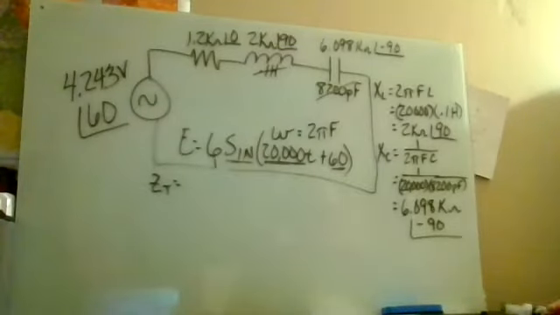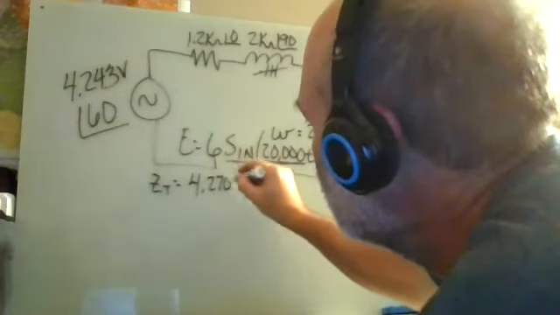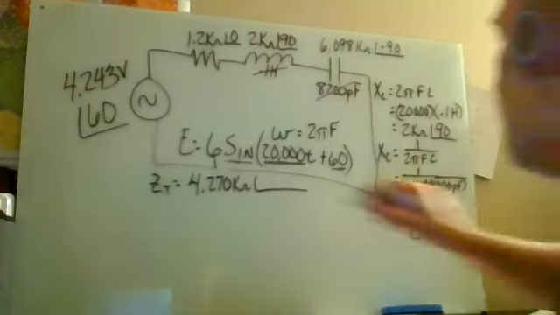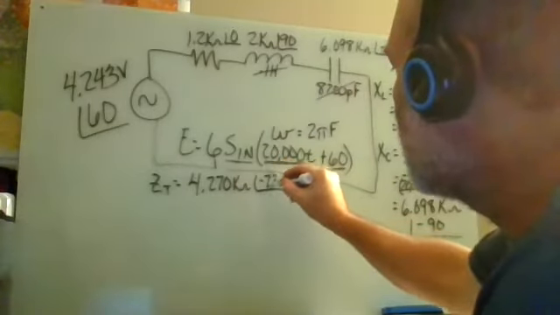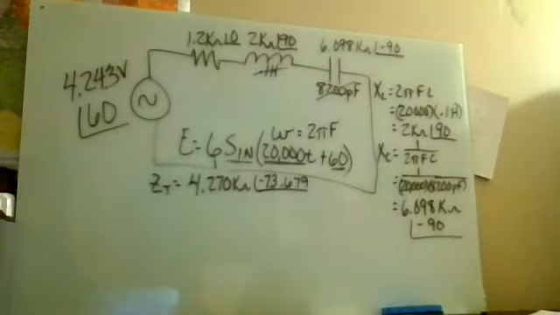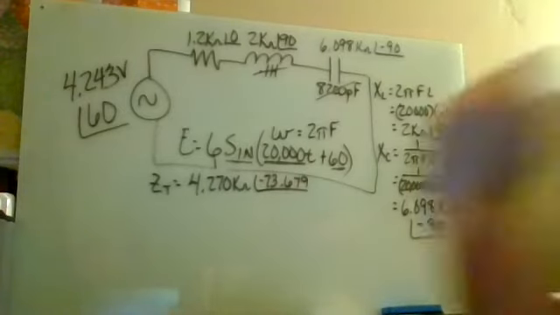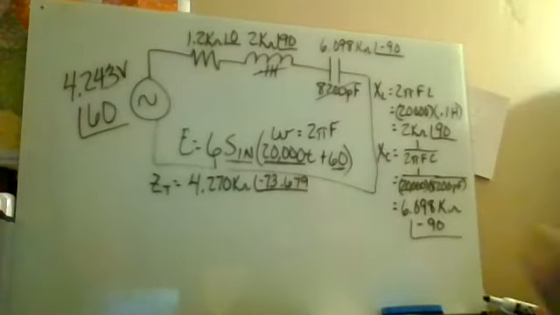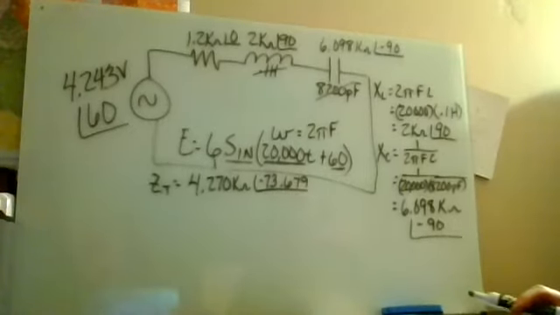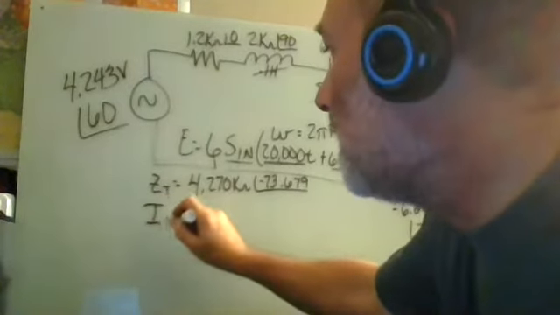When I add them up, I should get 4.270 K ohms at an angle of negative 73.679. Before I do anything, I'm going to hit that little arrow key, hit alpha Z and hit execute. That saves my new Z total in my Z button. And then I'm going to do I total.